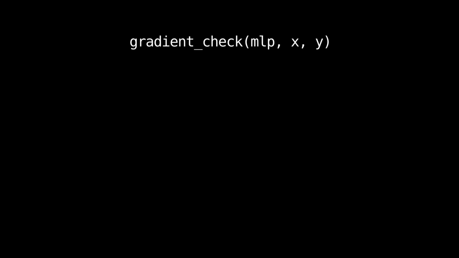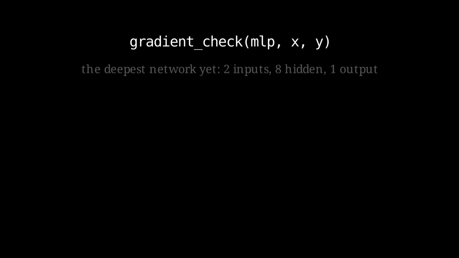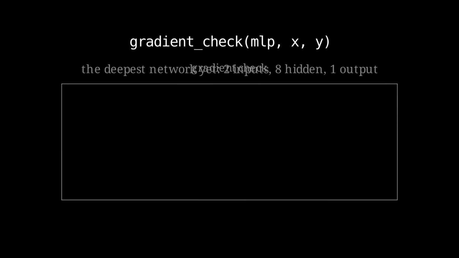We never trust a gradient we did not check. So we end where this series always ends, on the deepest network we have built yet. 2 inputs, 8 hidden units, 1 output, with a tan in the middle. Run the gradient checker on it, the same one from episode 2. It has one job, to make sure the calculus we wrote by hand agrees with reality. Here is what it does.